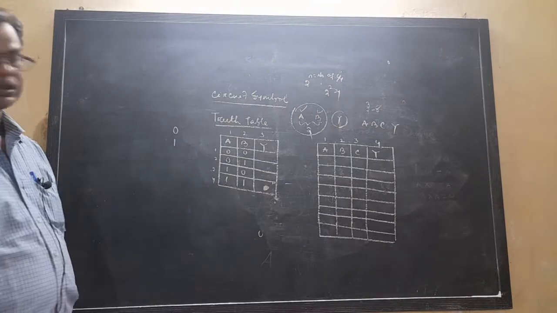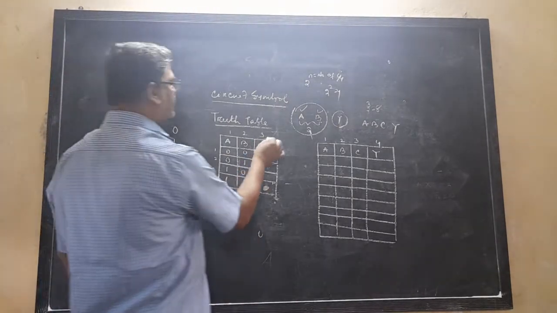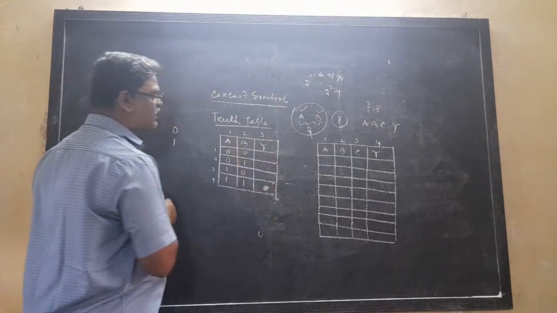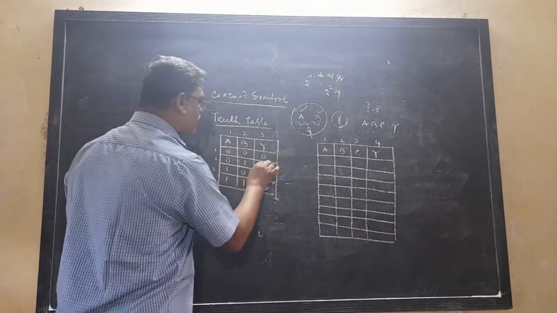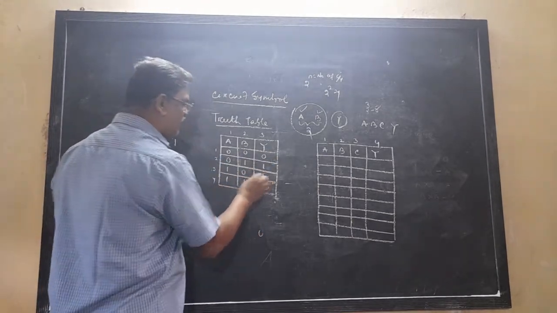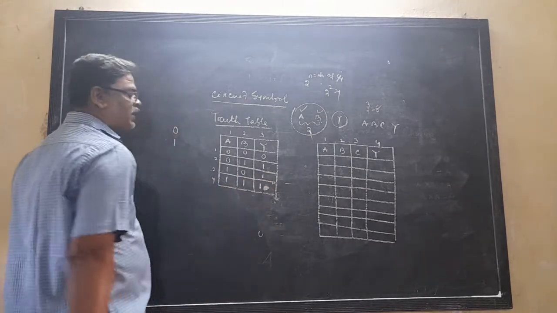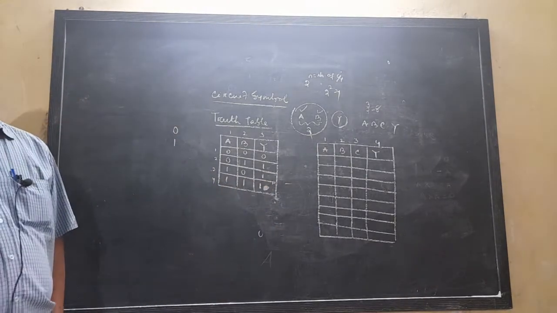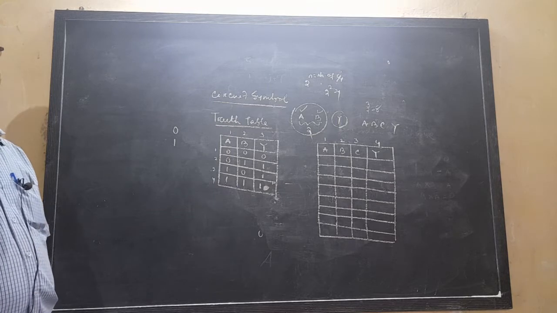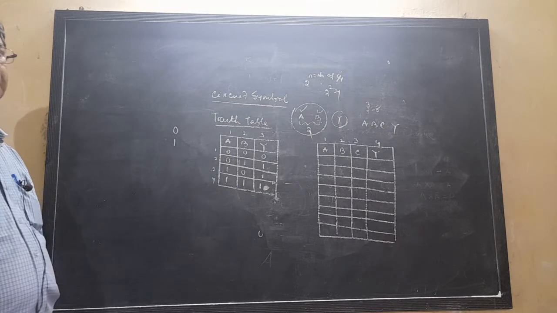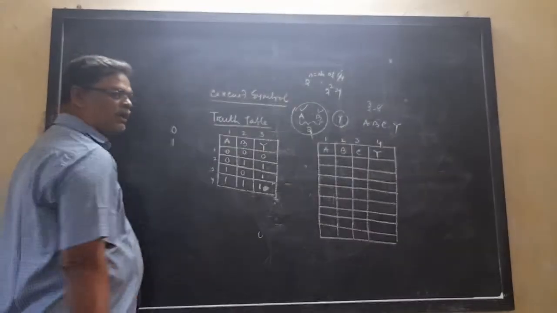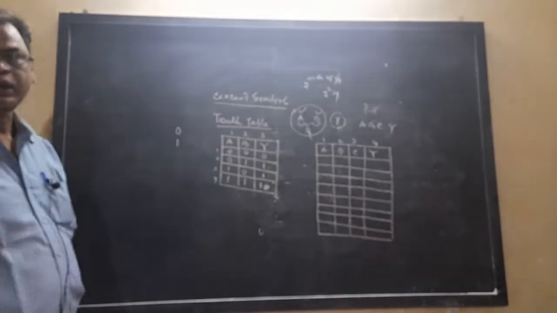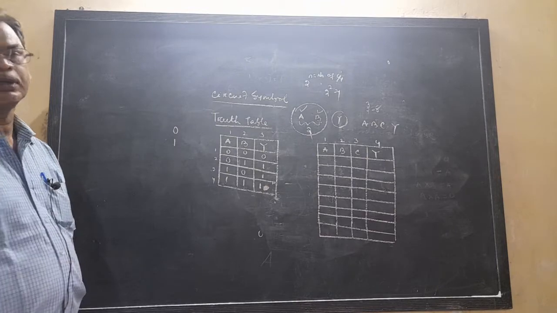Now we see the output. This is your addition table: a plus b. We know that 0 plus 0 is equal to 0, 0 plus 1 is equal to 1, 1 plus 0 is equal to 1, 1 plus 1 is equal to 1. This is not a value, this is the level. Like in physics, length plus length is equal to length. So 1 plus 1 is equal to 1, that is, high plus high is equal to high, low plus low is equal to low.